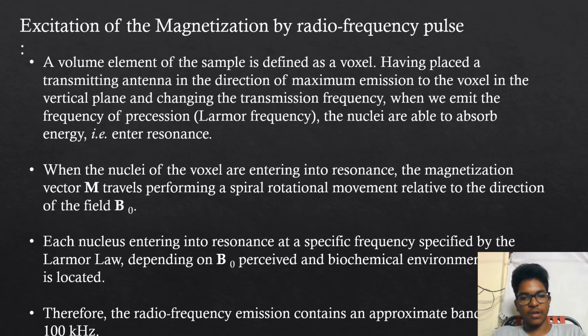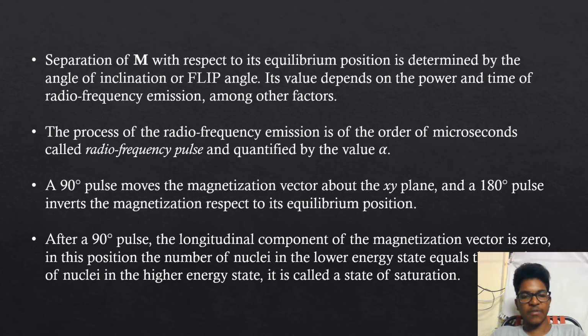When the nuclei of the voxel enter into resonance, the magnetization vector M performs a spiral rotational movement related to the direction of field B0. The nucleus enters into resonance at the specific frequency prescribed by the Larmor law, depending on the B0 perceived and the biochemical environment where it is located. Therefore, the radio frequency emission contains an approximate bandwidth of 100 kHz.